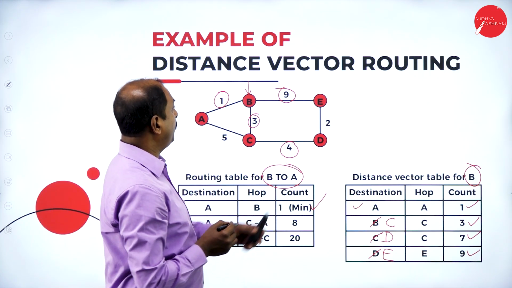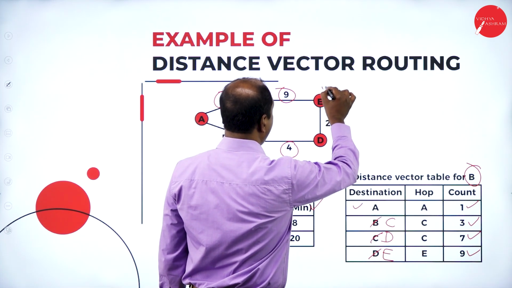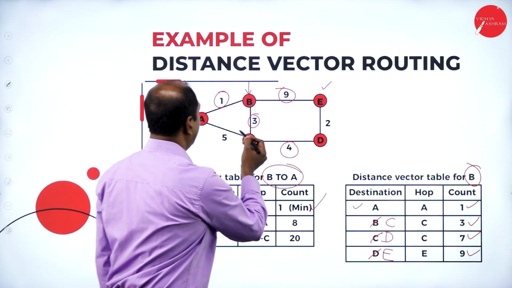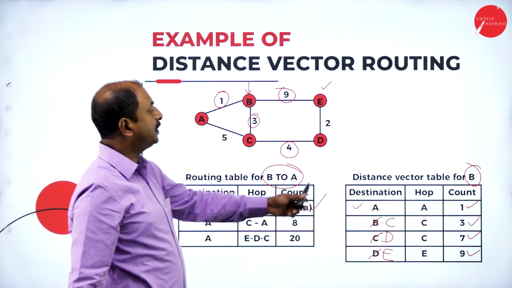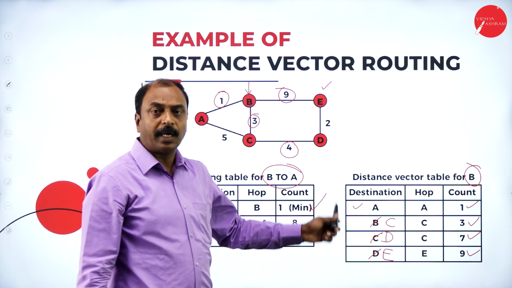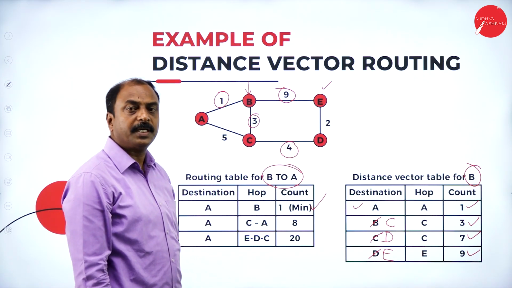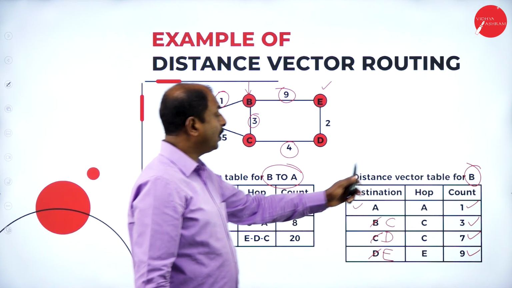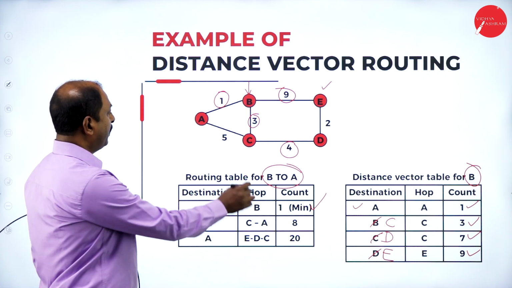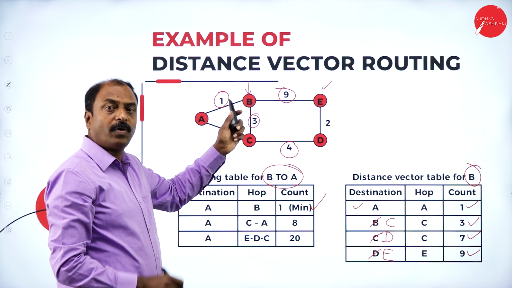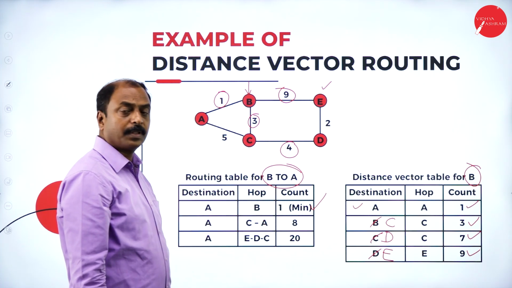Similarly, we need to have one more distance vector table for E, and again for D, C, A. In each and every network, this distance vector table has to be calculated for each and every router in the network. Based on this concept, we can have a routing table for the router B. So this would be the routing table for B.